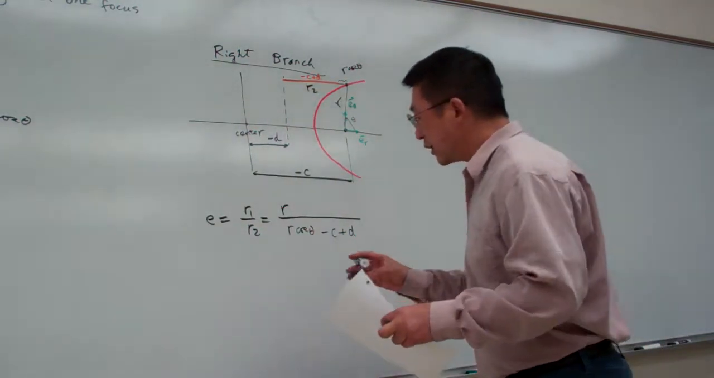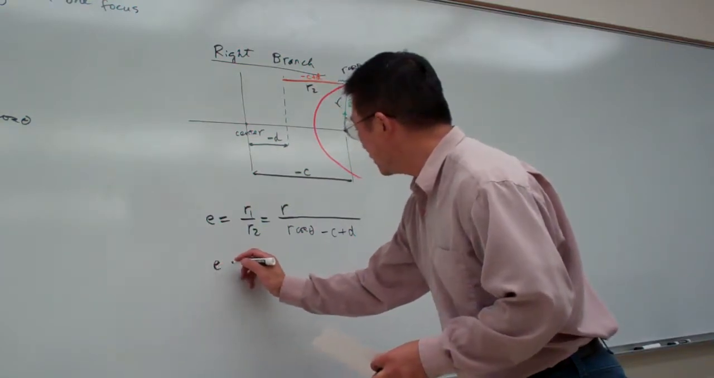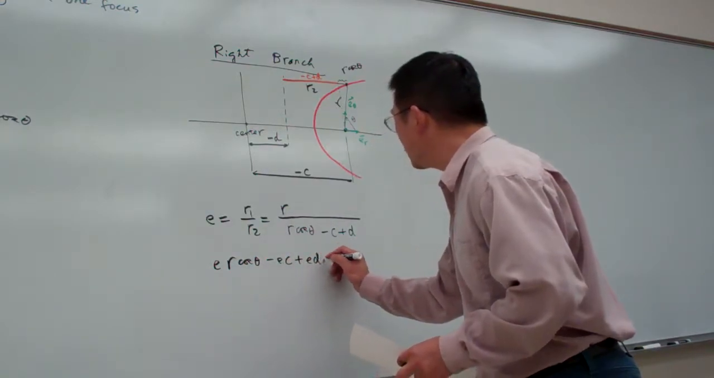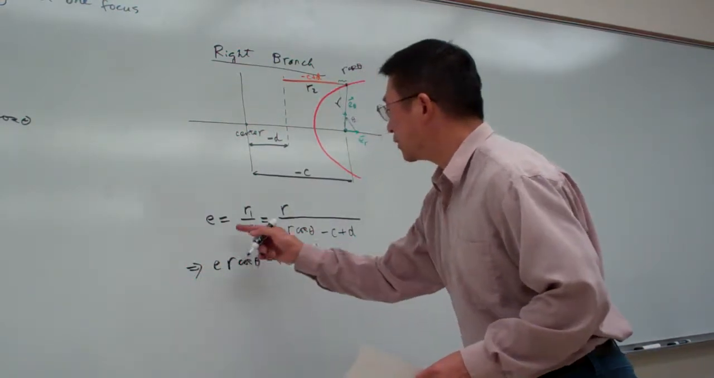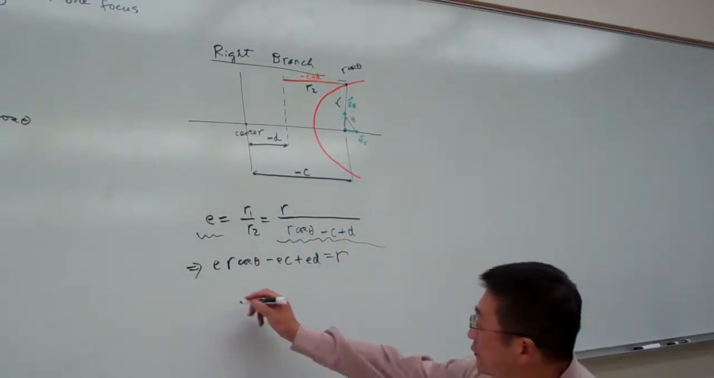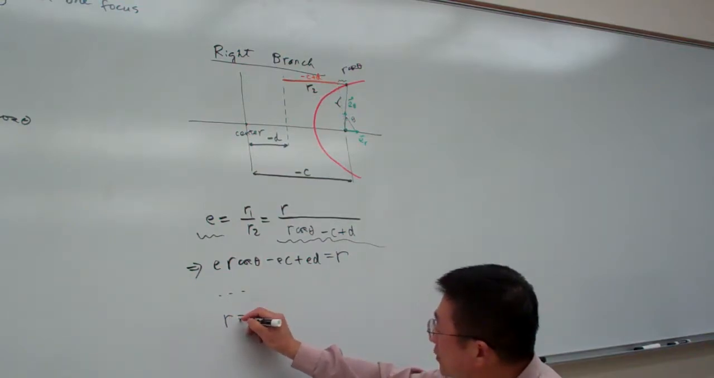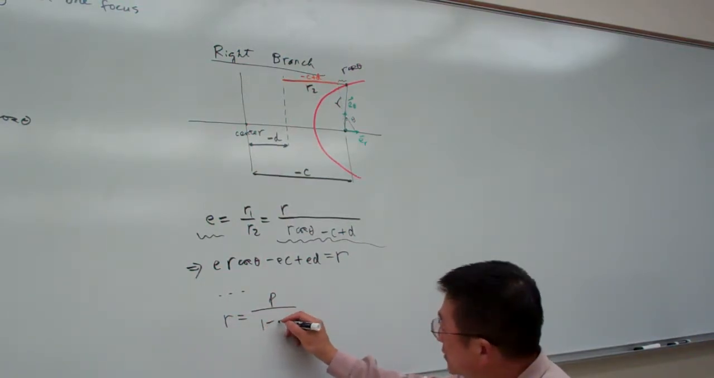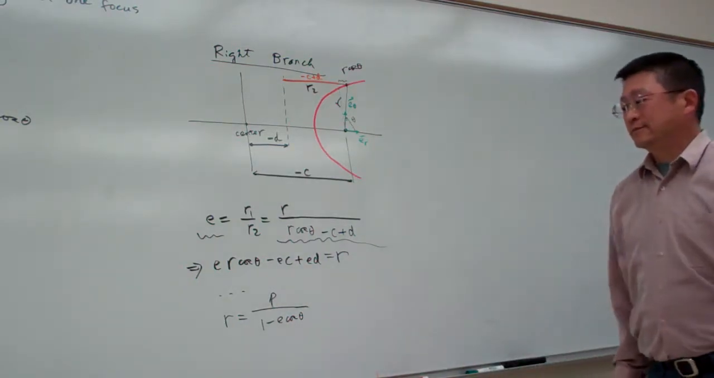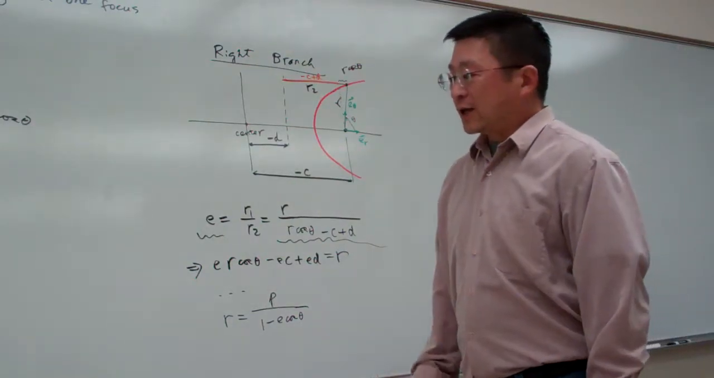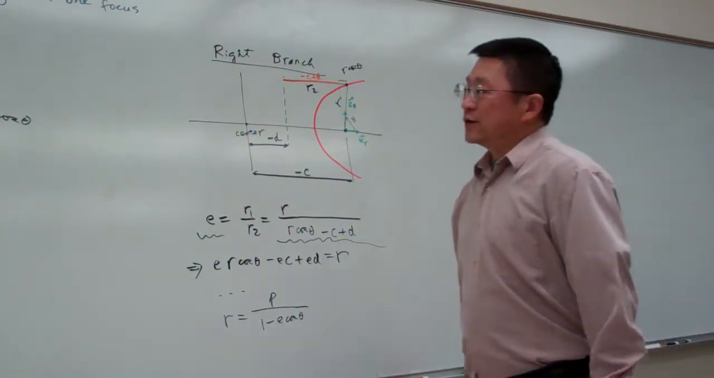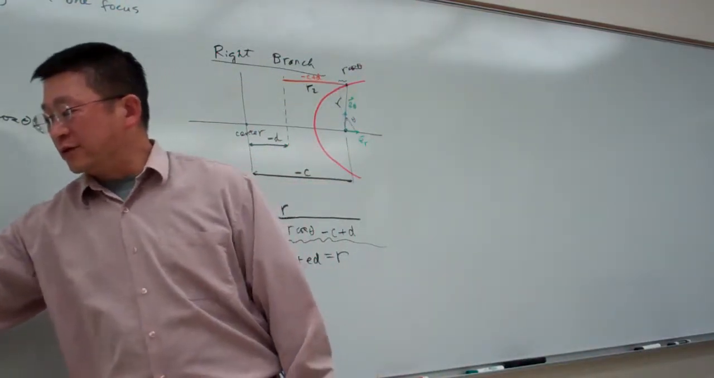Then again we have E R cosine theta minus EC plus ED equal to R. Simply I use the two relations, have this one. Then again, a few steps later, we have R equal to P over 1 minus E cosine theta. Again, I don't want to box, but I want to show you. So here we have descriptions and we have a result.